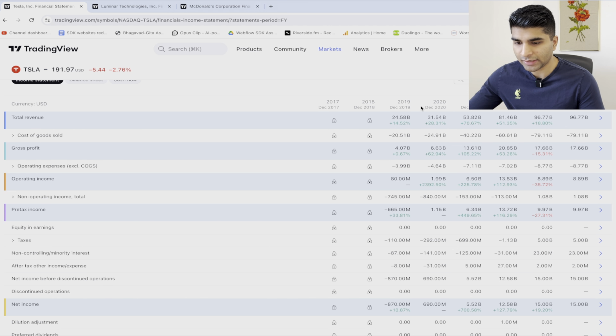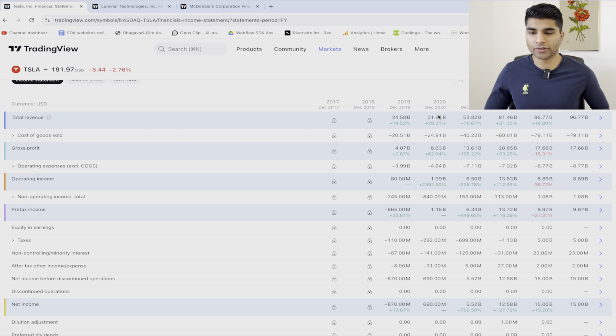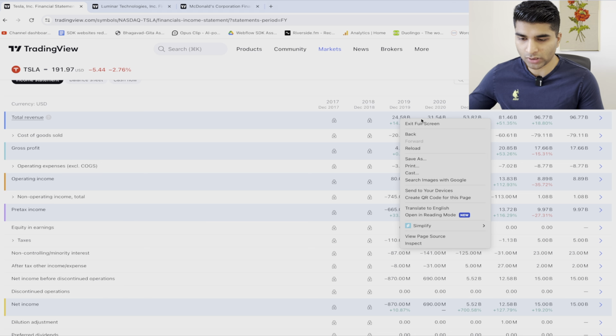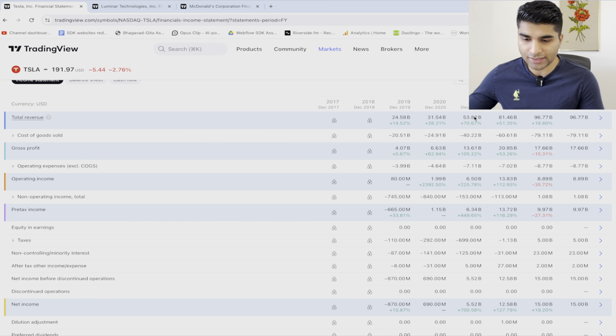If there is a good increase in revenue year over year, it means that the company is growing steadily, which is a good sign. So here you see 24 billion, 31 billion, 53 billion, 81 billion, 96 billion, and TTM is trailing 12 months. So it is already at 96 billion, which is a good sign. So whenever you're analyzing a company, you want the revenue to be growing at a good pace, and this is a great pace.